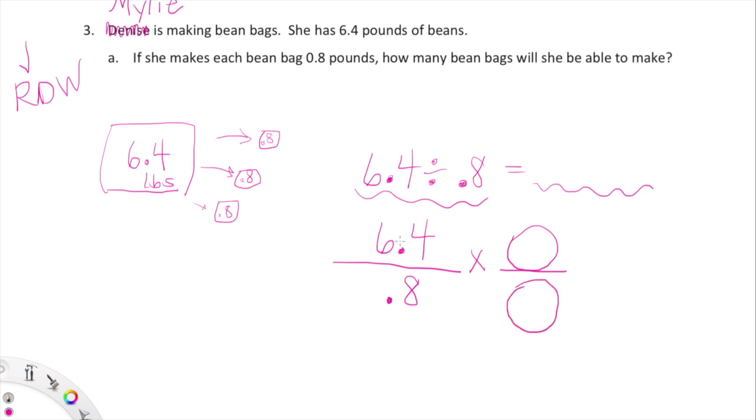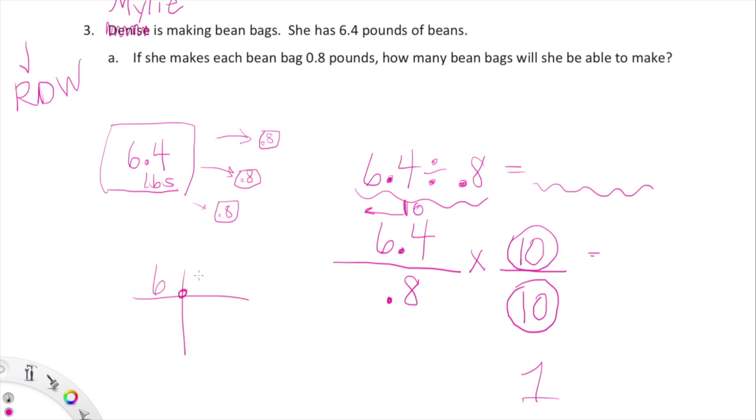I want these digits to shift to the left one place value. I know that I can do that by multiplying 6.4 by 10 because 10 has 1 zero. So if I'm going to multiply 6.4 by 10, I have to multiply 0.8 by 10 because 10 over 10, as you all know, is a fancy version of 1. Not changing the value of this number, but we're just shifting it out of decimal form and into whole number form.